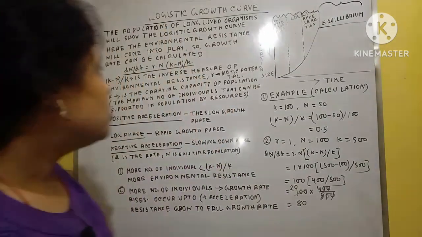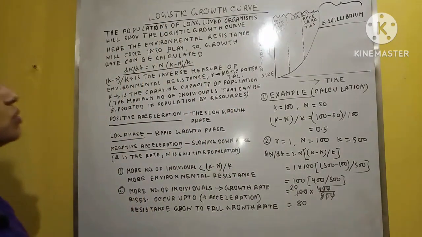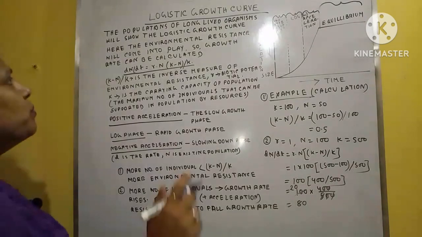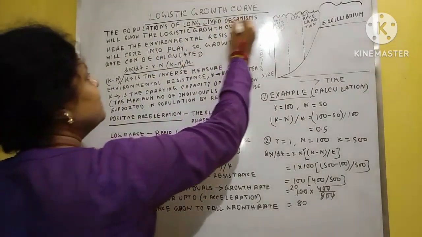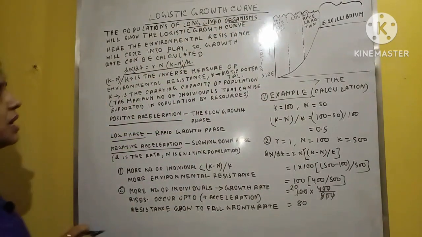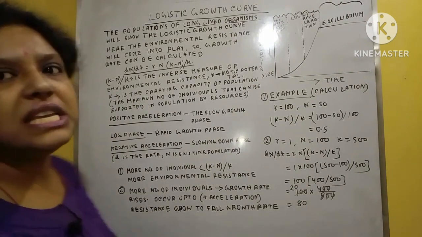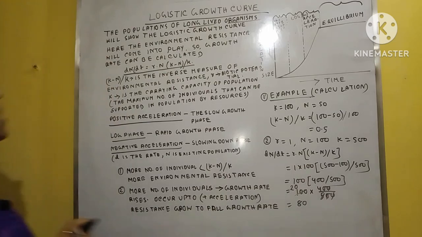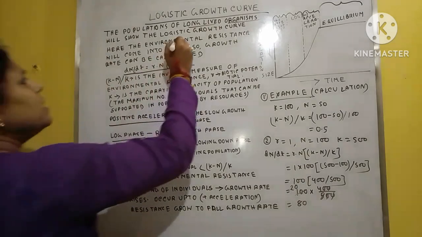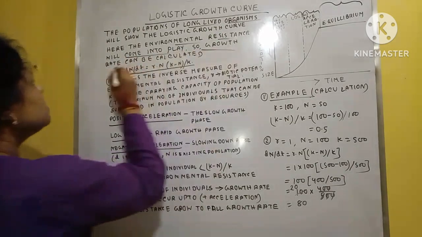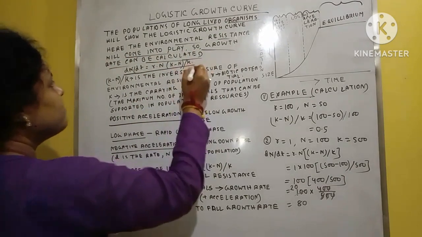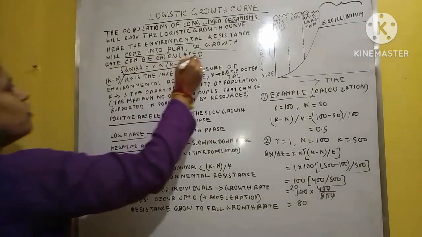Okay. So today's topic is the logistic growth curve. This type of growth curve is seen in the populations of long-lived organisms. Here the environmental resistance comes into play, so the growth rate can be calculated by this formula.